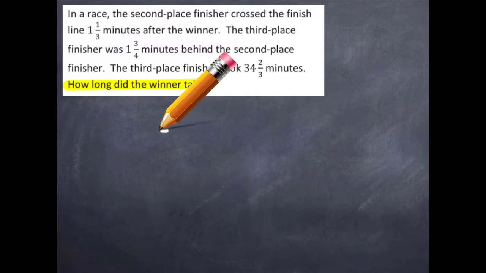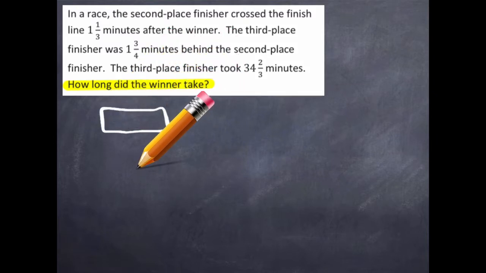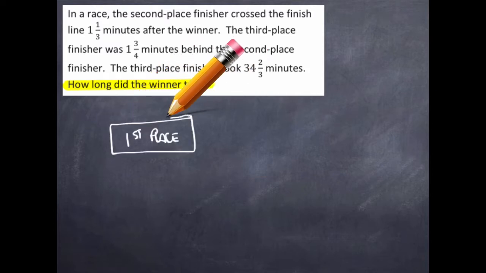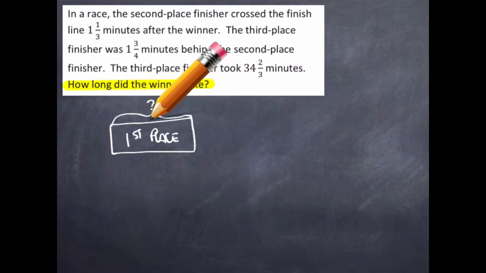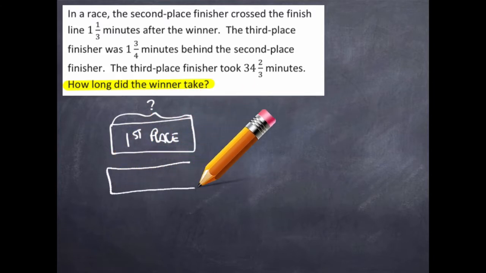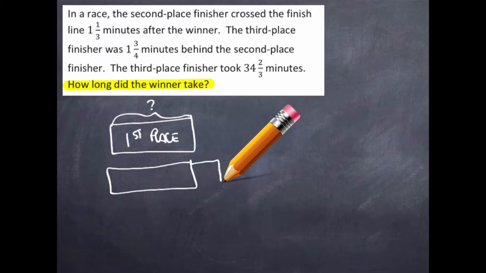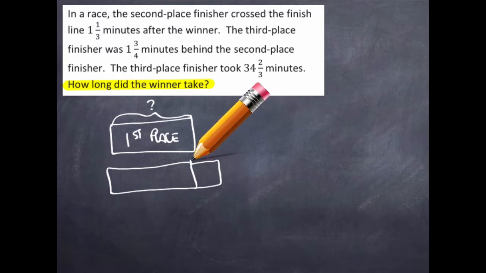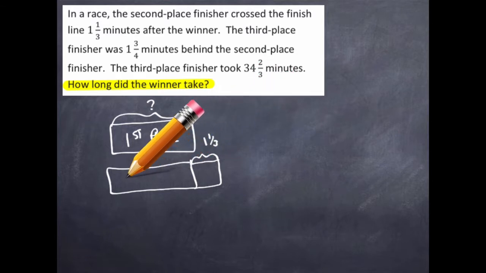We don't know how long the winner took, right? So I'm just going to draw a rectangle here to represent the first place finisher. We don't know how long he took. Again, we're not really sure how long this took, so I'm just going to put a question mark here. It does say the second place finisher crossed the finish line 1 1/3 minutes after the winner. So our second place finisher is going to take as long as the first place finisher did, plus a little bit more, which is that 1 1/3 minutes after the winner. So I'm going to go ahead and label this right here as 1 1/3, because that's how much more time it took the second place finisher.